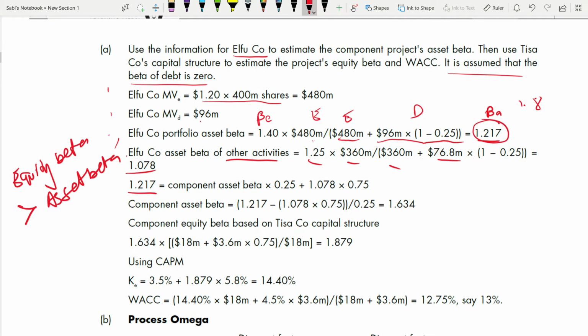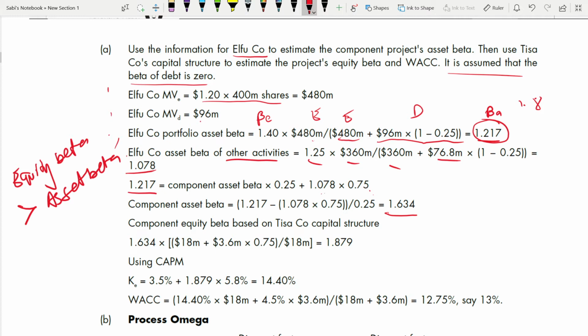So component asset beta, that means proportion of this is 25% and here it is 75%, the other activities. So asset beta of other activities multiplied by 0.75, that means 75%, plus 25% multiplied by component asset beta. And by shifting, like making component asset beta the subject, you are getting this asset beta of component 1.634, right? You can find the component asset beta.